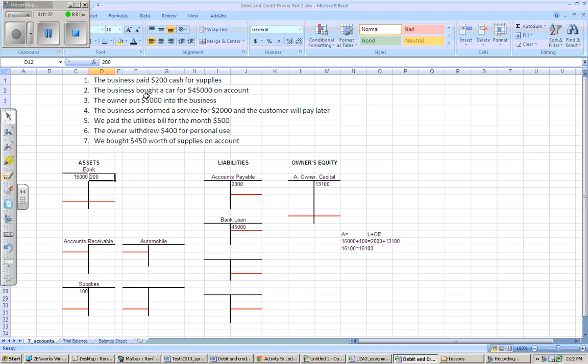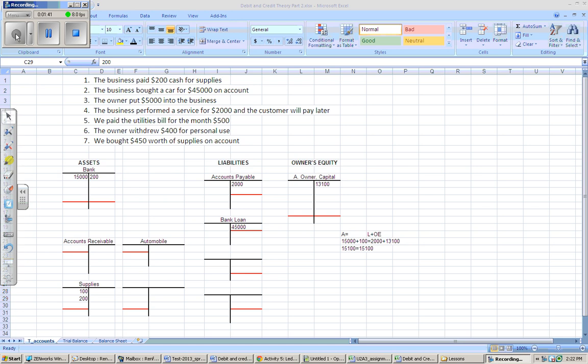The other account that's affected is supplies. It's an asset, it's increasing, so I know I'm going to record that on the debit side. I take a look and I've got a credit of 200 and a debit of 200, so my debits equal my credits.